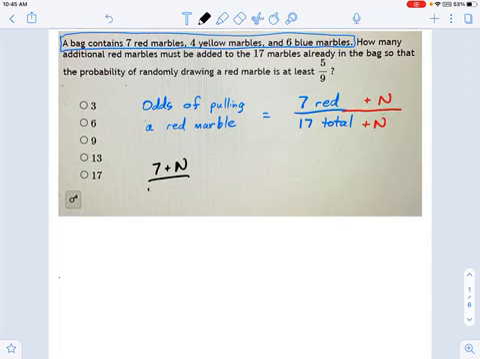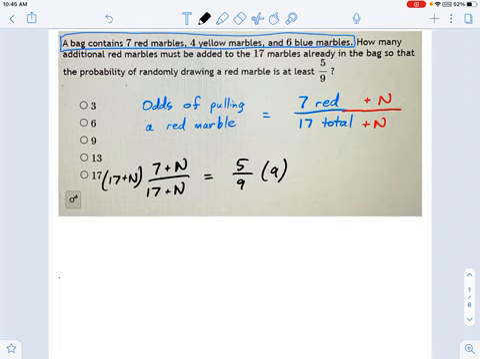7 plus n over 17 plus n equals 5 over 9, right? That's the probability I want. I want a 5/9 chance of pulling a red. So now we just multiply each side to get rid of the fractions. I'm going to multiply this side by 9 and multiply this side by 17 plus n.